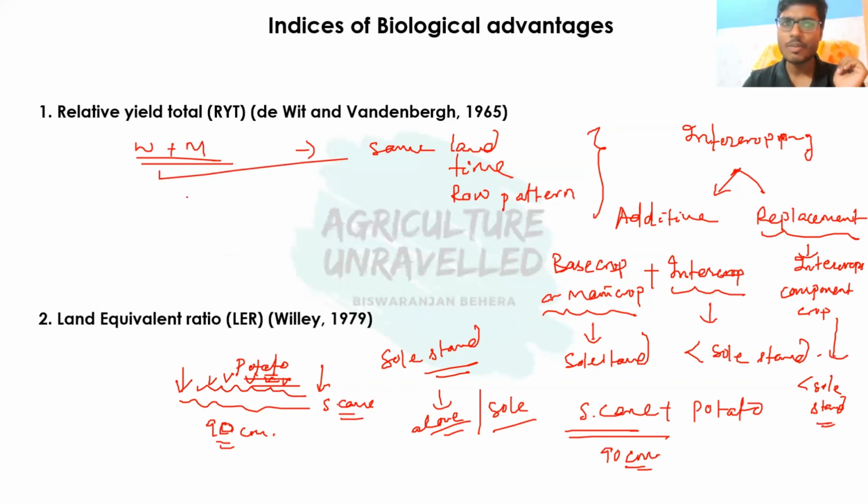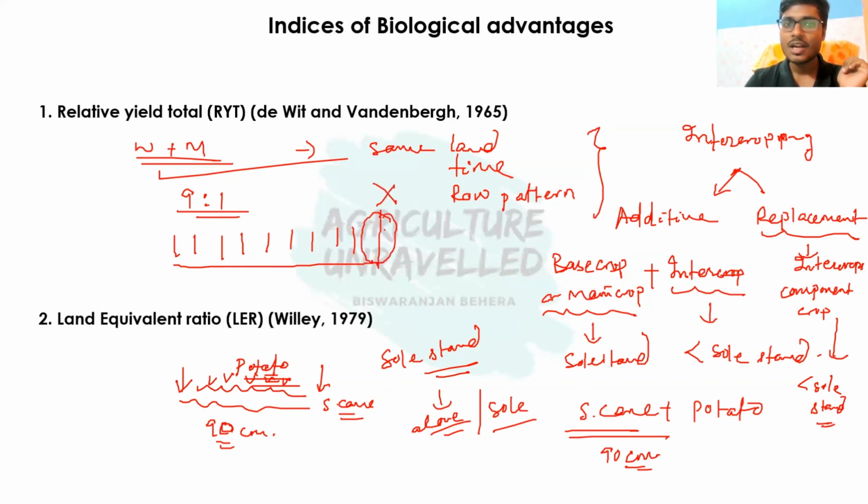In case of wheat plus mustard cropping system, a 9:1 ratio is maintained, in which 9 rows of wheat are maintained. This is the 9 rows of wheat. Then the 10th row of wheat is replaced by the mustard crop. It means we will replace the 10th row of wheat, and instead of wheat we'll grow mustard here. Then we'll sow wheat again, and after 9 rows of wheat we'll sow mustard again. In this way we'll maintain a 9:1 ratio, 9 rows of wheat, 1 row of mustard.